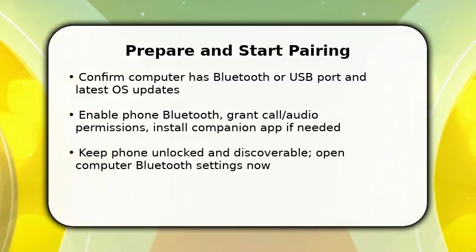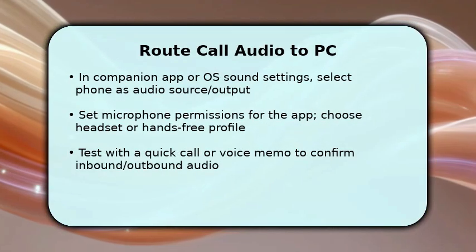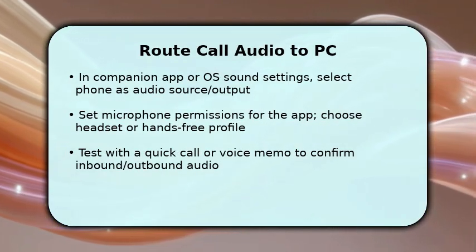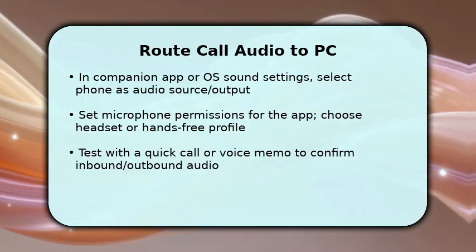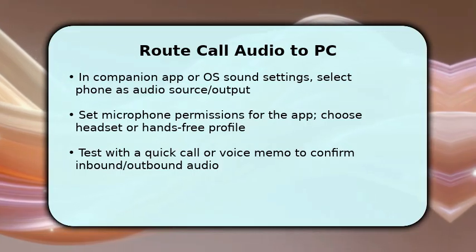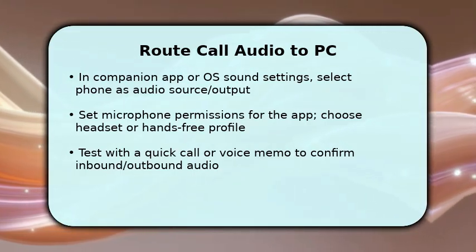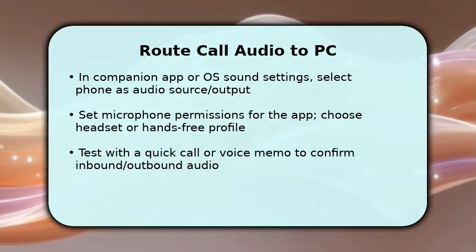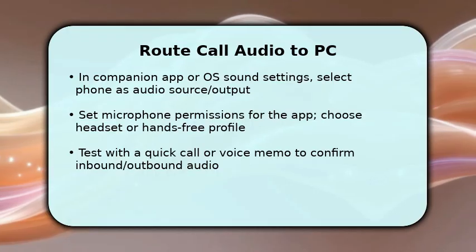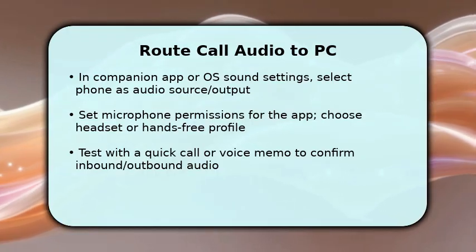connection before routing audio. Once paired, you need to route audio. Open the companion app or system sound settings and pick your phone as the input and output device. Some apps show a headset or hands-free profile. Choose the one labeled Call or Telephony. Grant microphone and notification permissions so calls can be controlled from the computer.